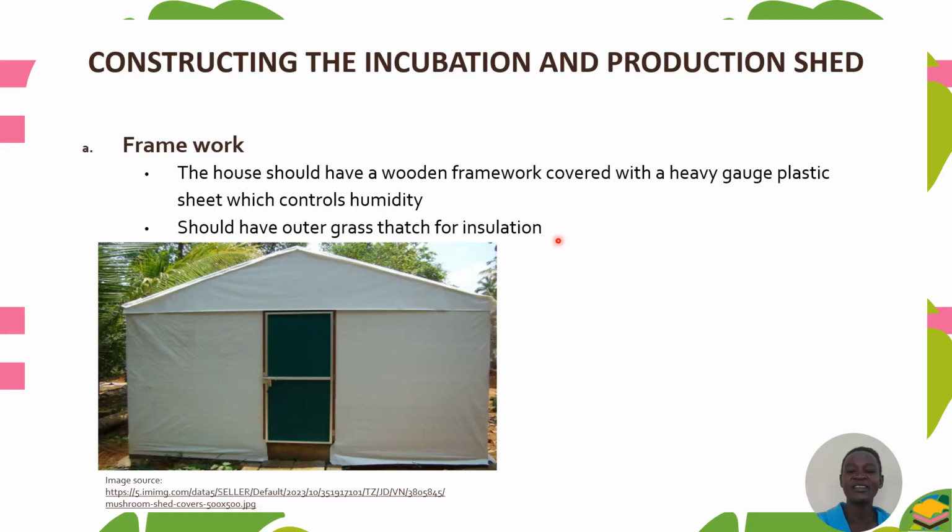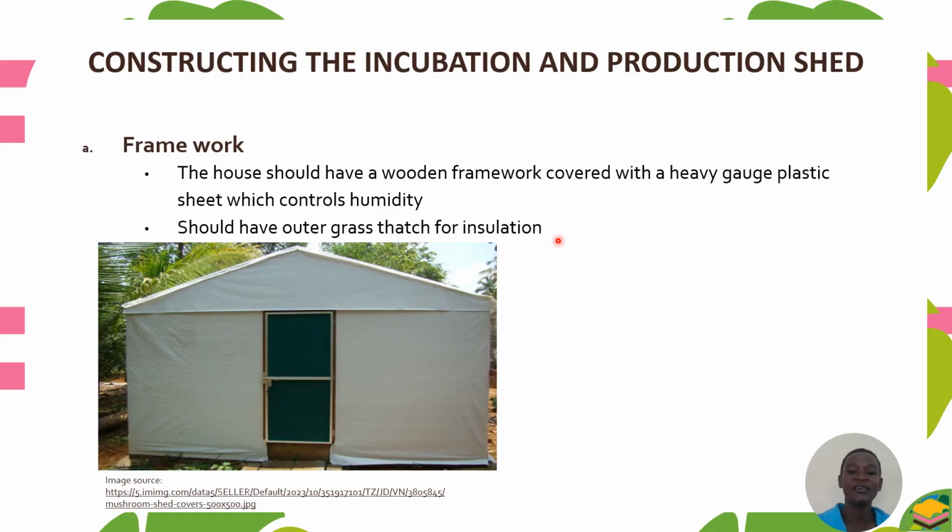with the house which is thatched with grass, the temperature is regulated. If outside the temperature is too high, at least the temperature inside is regulated. It's not as high as the outside temperature. If the temperature is too low outside, the temperature in the house is also not that low.